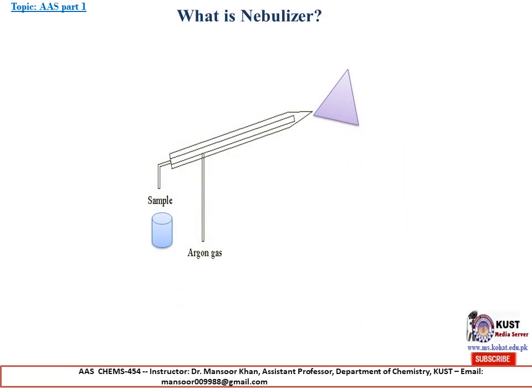Now, what is a nebulizer? A nebulizer is a part of the atomizer that converts the sample solution into small particles known as spray. This slide shows a typical diagram of a nebulizer, which takes the sample on one end and argon gas passes through it. It passes through the tip of the nebulizer, which converts it into a spray.